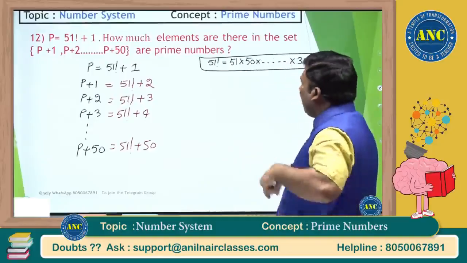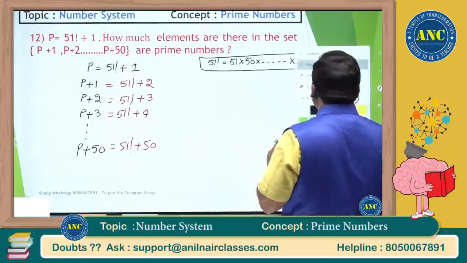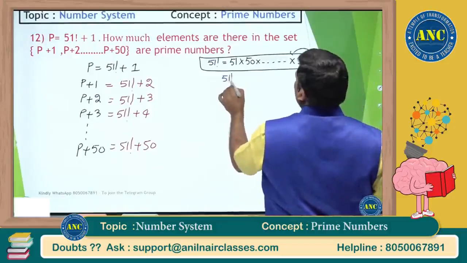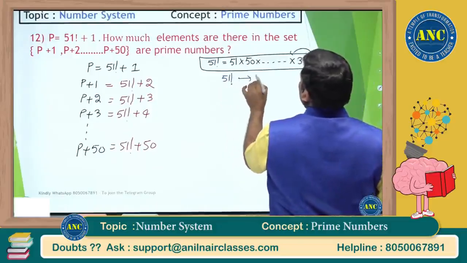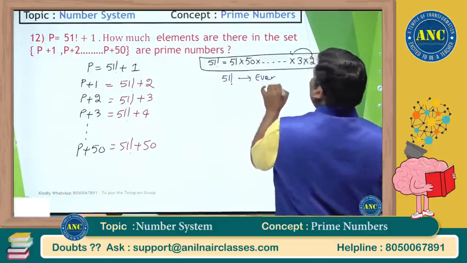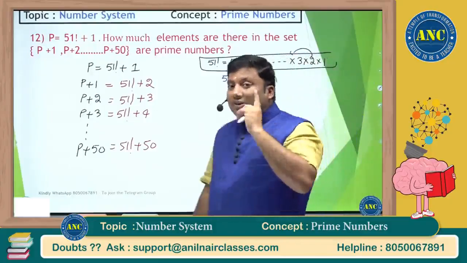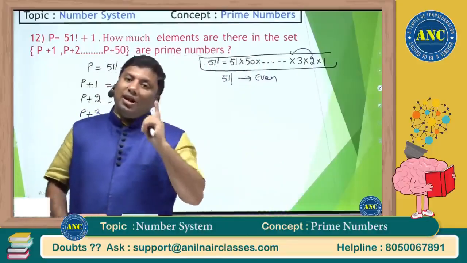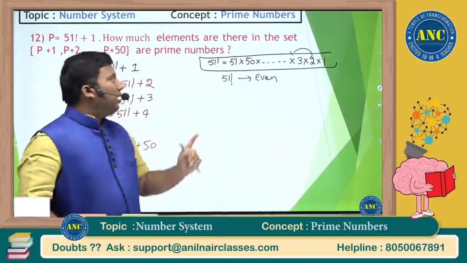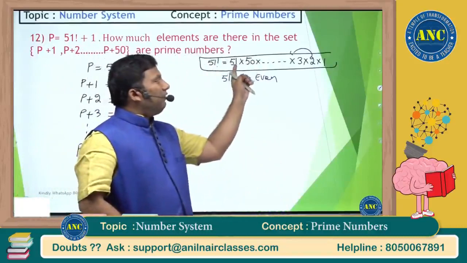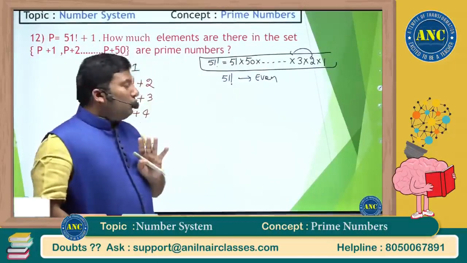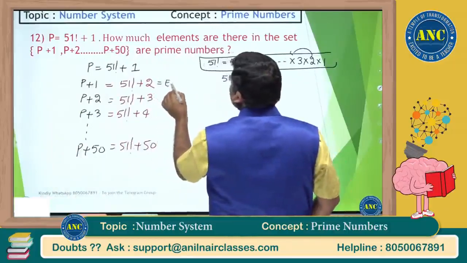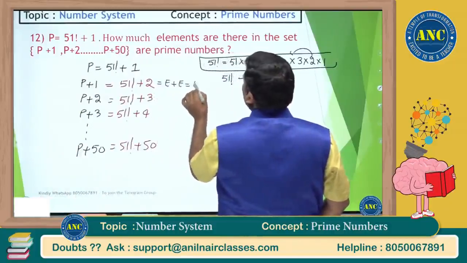Listen carefully, sir. 51 factorial. Observe here. Any number multiplied by 2 is an even number. 51 is an odd number. 51 factorial is the product of all the natural numbers from n to 1, that is 51, 50, 49 and so on up to 3 into 2 into 1. So 51 factorial is an even number. 2 is an even number. Even plus even is even.